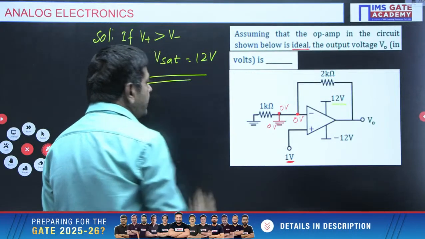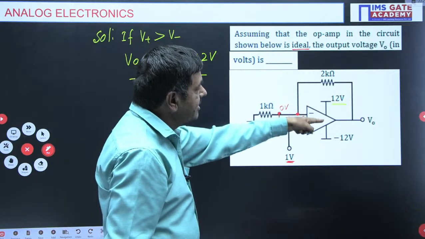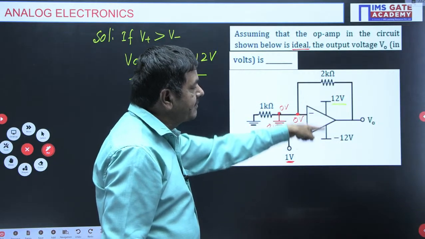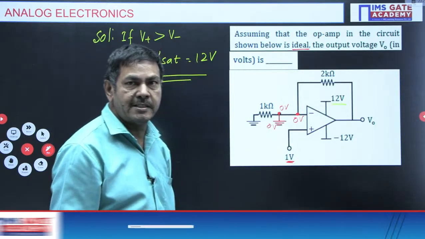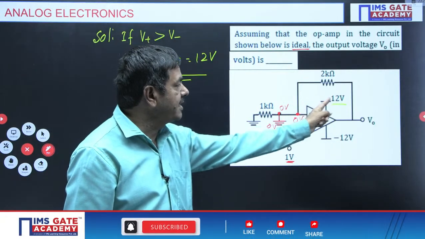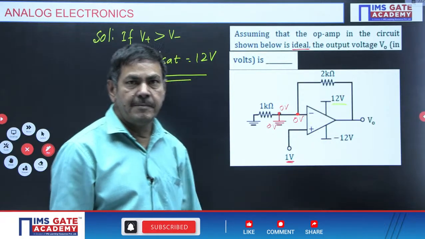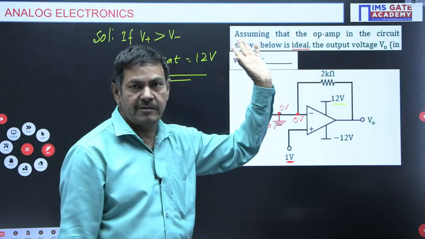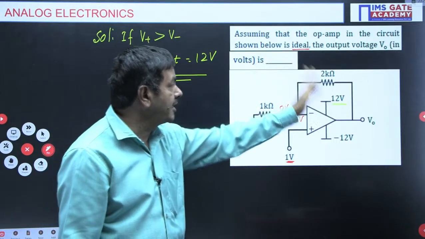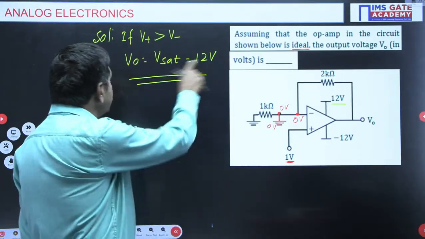That means this is connected with this. This is called the plus V sat value. This is called minus V sat. Plus VCC equals 12 voltage, minus VCC equals minus 12 voltage. VCC can also be called V sat. That means the output voltage always remains between minus 12 to plus 12 voltage only. So finally plus V sat, 12 voltage is possible. The solution for this question is 12 voltage only.